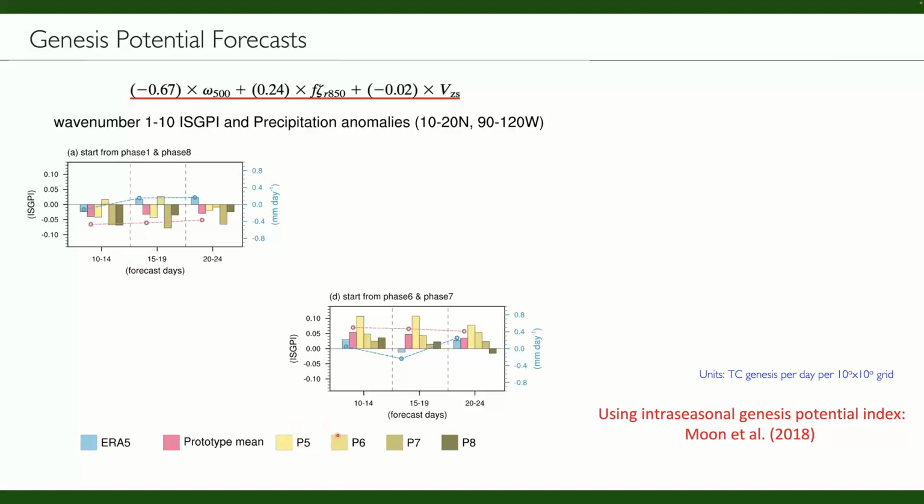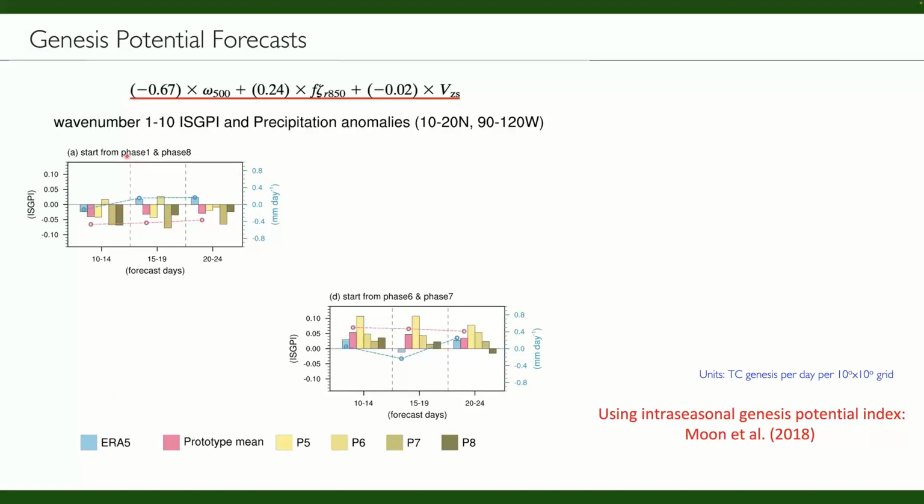Each of the UFS prototypes is listed here in a different tan color. So prototype 5 is listed in this light tan color, and prototype 8 is listed in this sort of olive green color. And we also have the mean of all the prototypes listed in pink. And then the actual intraseasonal genesis potential is listed from ERA5 in blue.